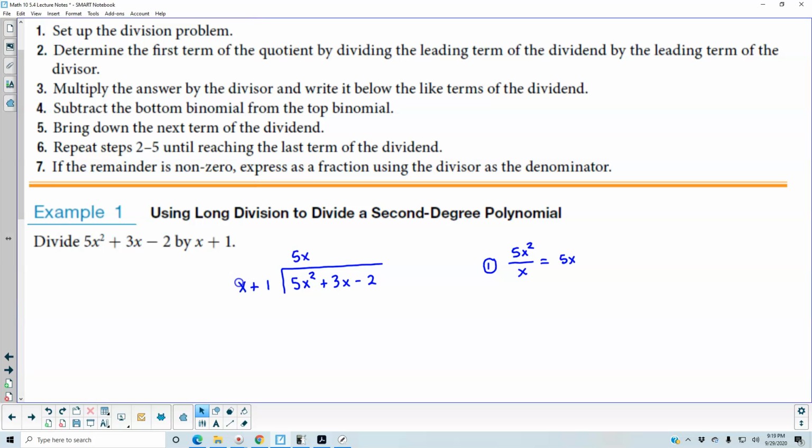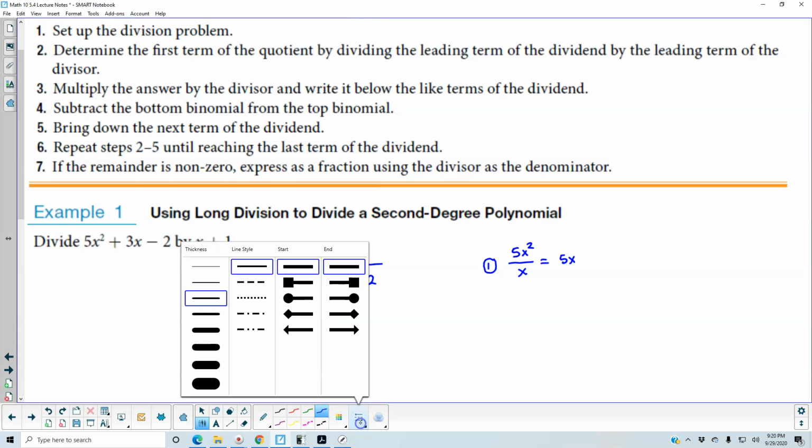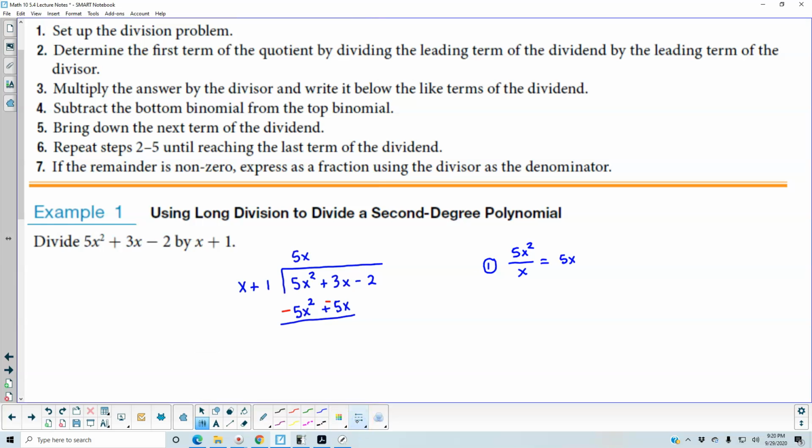And then we're going to multiply it through. Now, what's 5x times x? That gives us 5x squared. What's 5x times 1? That's plus 5x. Now we need to subtract, or we can say that we need to change the signs. By changing the signs, we get minus 5x squared plus minus 5x. And now we're going to add. 5x squared minus 5x squared gives us 0, and then 3x minus 5x is minus 2x.